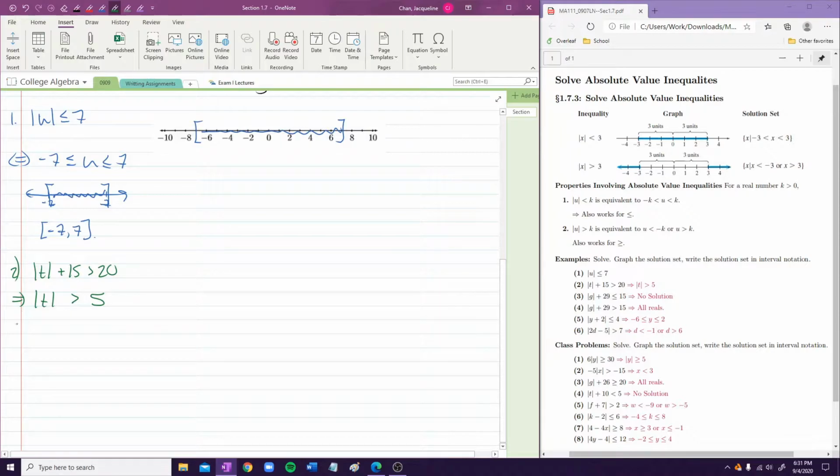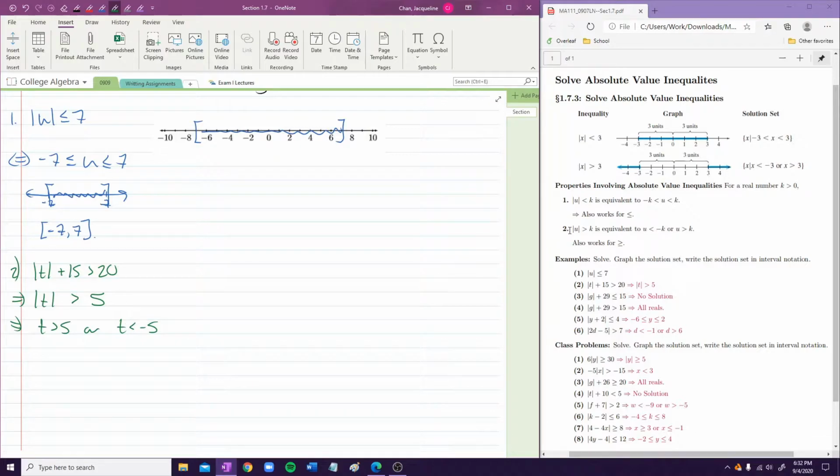Now that this is isolated, we're going to rewrite this in its equivalent form. So the absolute value of t greater than 5, what does that mean? That means we want to find all the values of t that make the distance greater than 5. So I have t greater than 5 or t is less than -5.